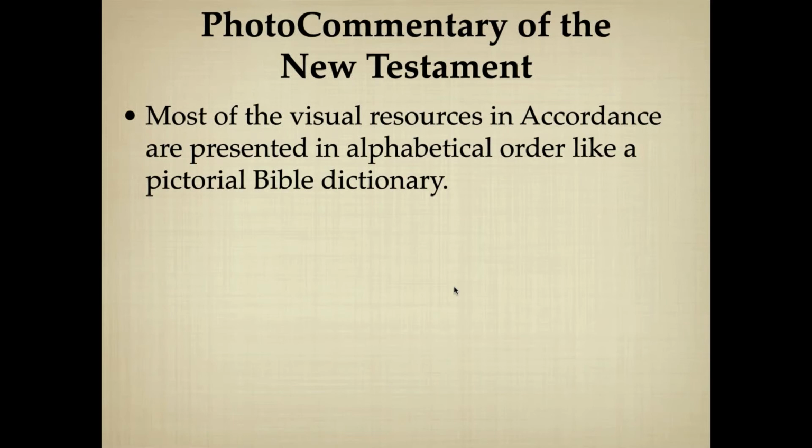There are one or two other commentaries that say they're visual, but the Photo Commentary of the New Testament here has many, many more pictures than any of these other illustrated commentaries. And most of the visual resources are presented in alphabetical order, which is what we showed you, like the photo museum, like the photo guide, or like a pictorial Bible dictionary.